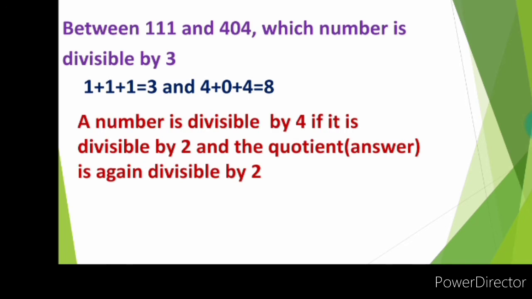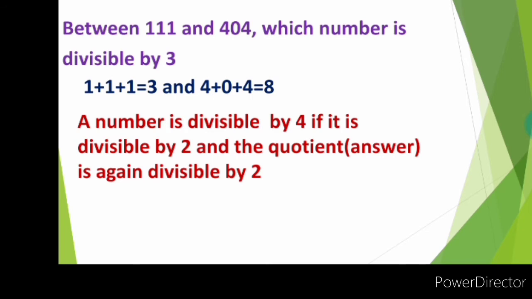A number is divisible by 4 if it is divisible by 2 and the quotient, which is the answer, is again divisible by 2. If you are given a question, for example, you divide it by 2, the result you get, divide it by 2 again. It means that number is divisible by 4.